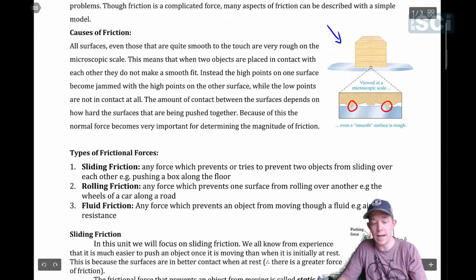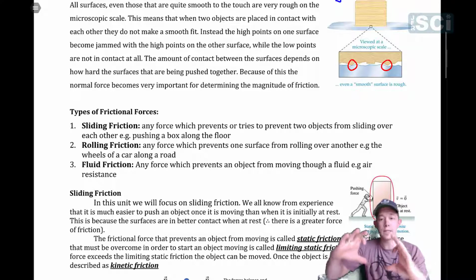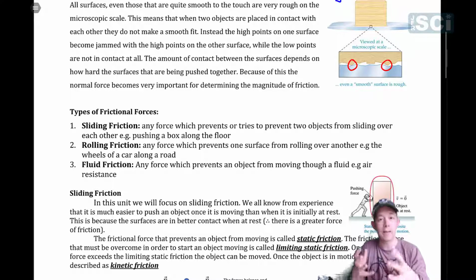So there are different types of friction. For our course, we're going to focus mostly on the first one, sliding friction. Sliding friction is present when we have two objects that we are trying to slide across each other. If you rub your hands together, that's sliding friction. Rolling friction occurs with your car wheels, allowing the wheel to roll along and your car to move along the road.